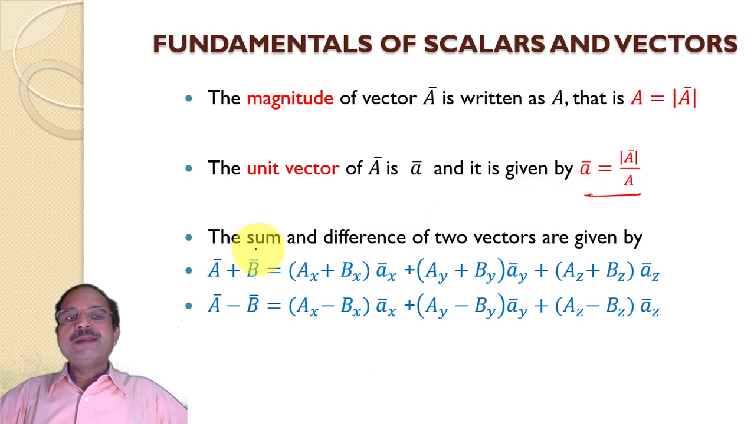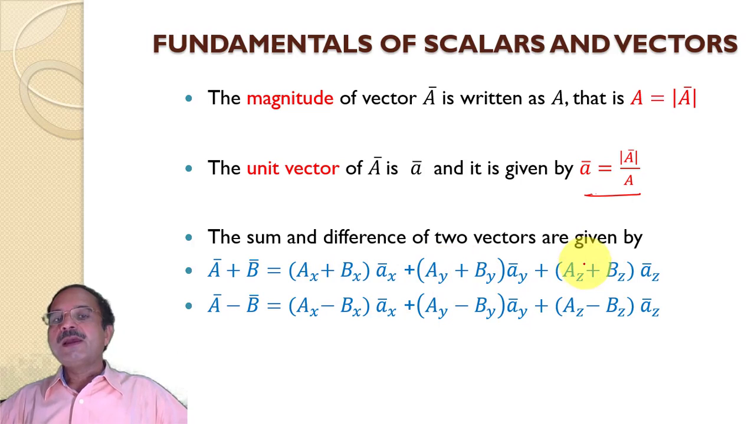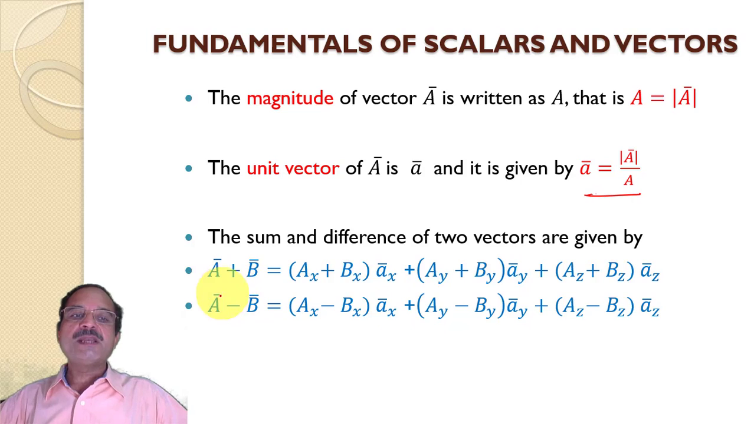Now any two vectors in the coordinate system can be added or subtracted. In that case, we add the corresponding components of the vectors. For example, if I want to add two vectors A and B, I add the corresponding x components, that is ax plus bx, the corresponding y components, that is ay plus by, and the corresponding z components, that is az plus bz. In the same manner, we can subtract the two vectors by subtracting the corresponding x, y, and z components.